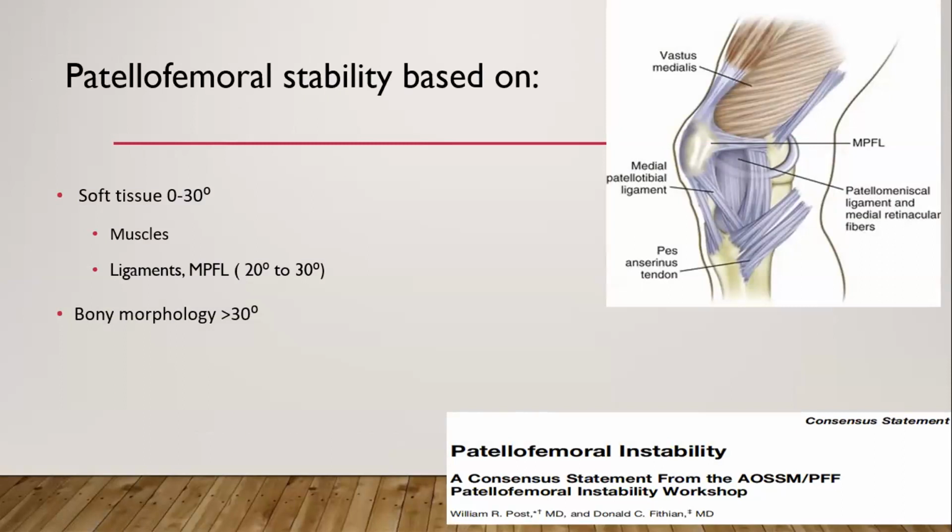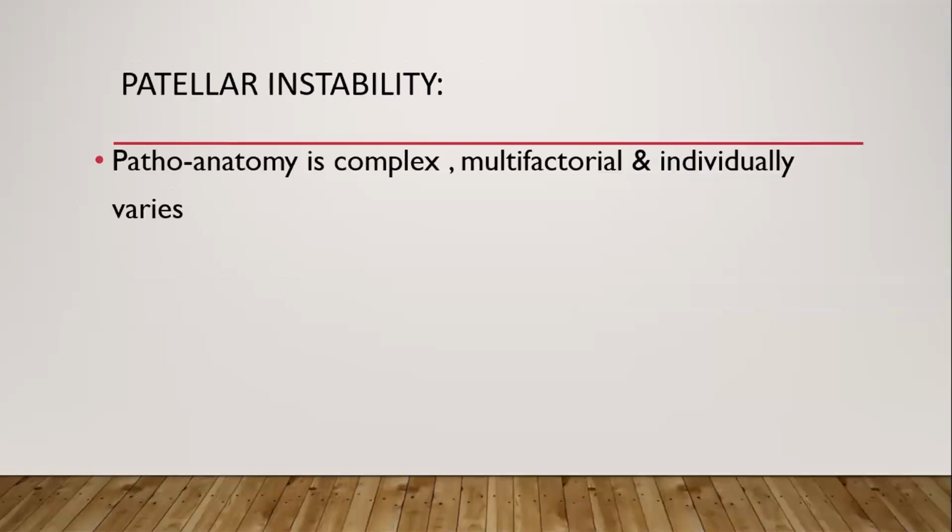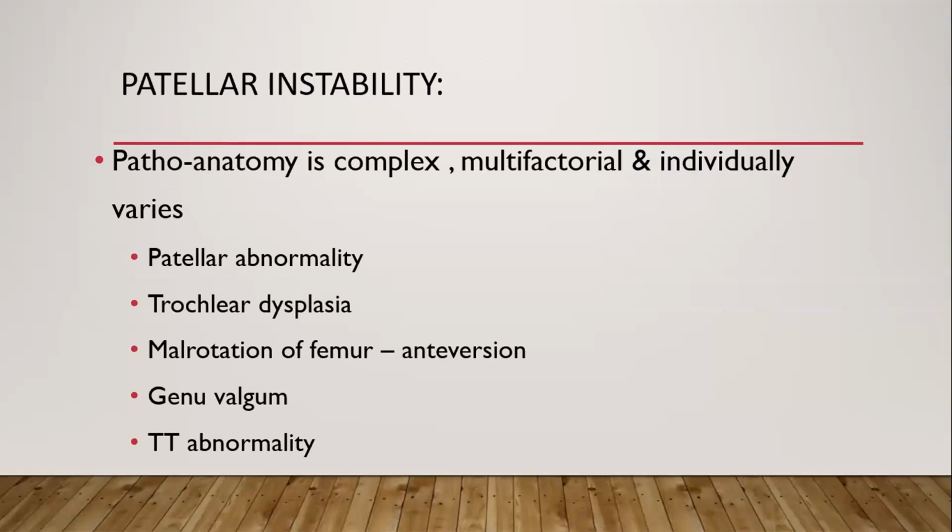Patellofemoral stability is mainly based on soft tissue and bony morphology. Soft tissue comes into play between 0 to 30 degrees, mainly from 20 to 30 degrees, where the medial patellofemoral ligament takes part. More than 30 degrees, the patella comes in contact with the trochlea and gets engaged. So pathoanatomy is complex, multifactorial in origin and varies individually. Some important factors are patellar abnormality in terms of shape and size, trochlear dysplasia, malrotation in case of increased anteversion, genu valgum, and increased lateralization of the tibial tubercle.